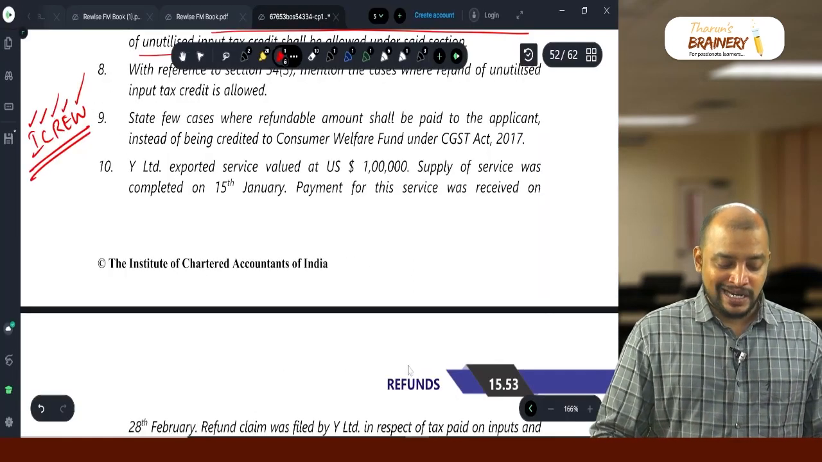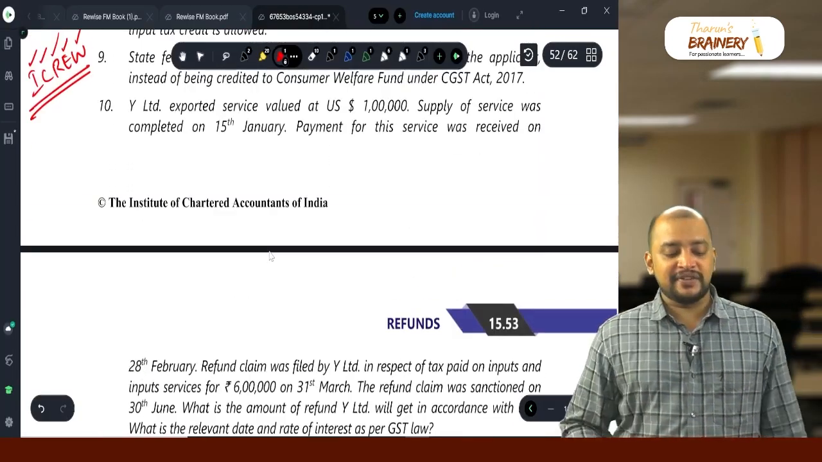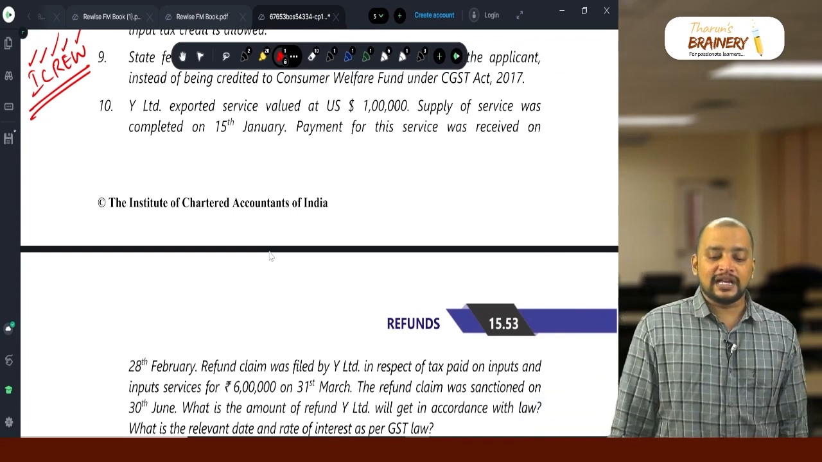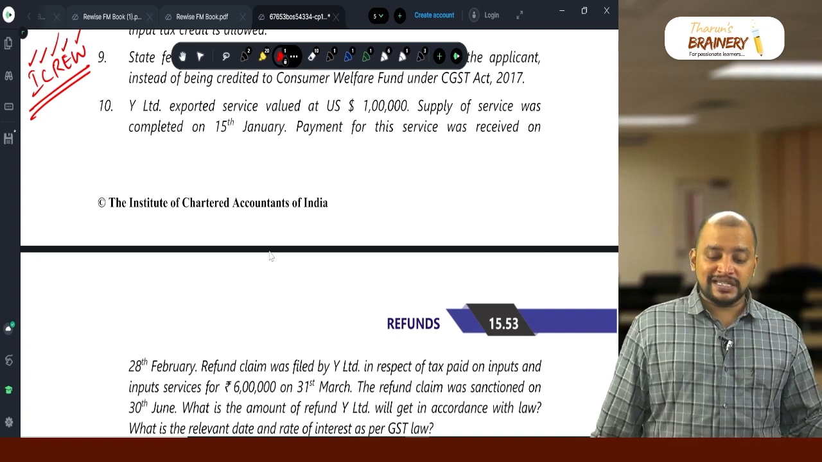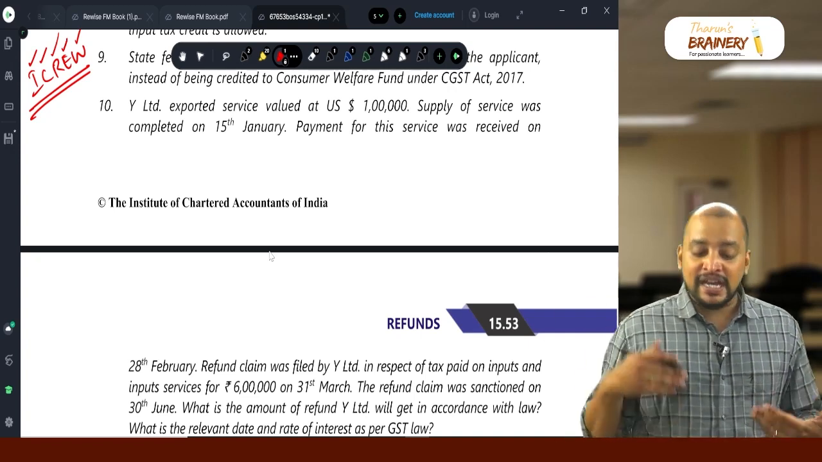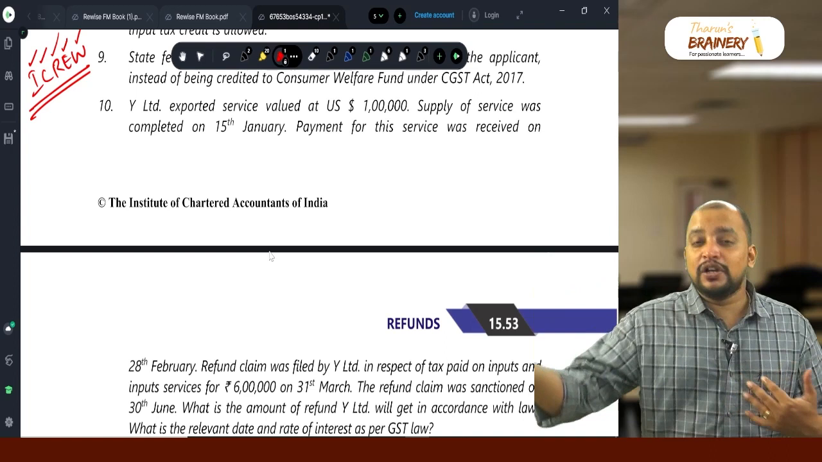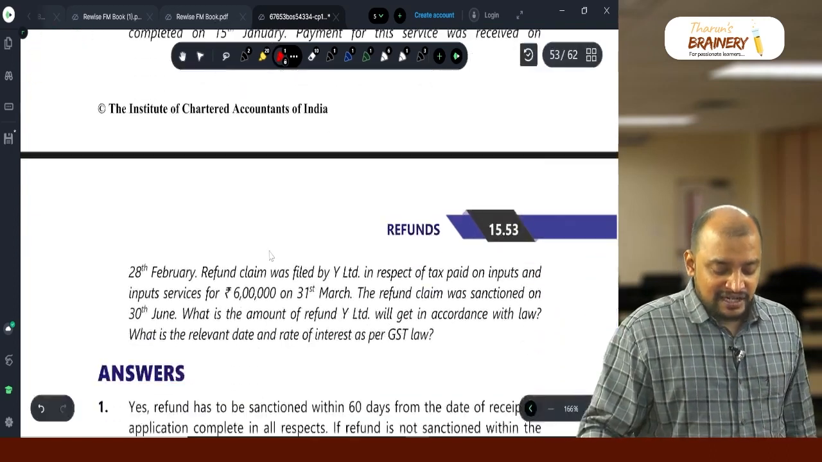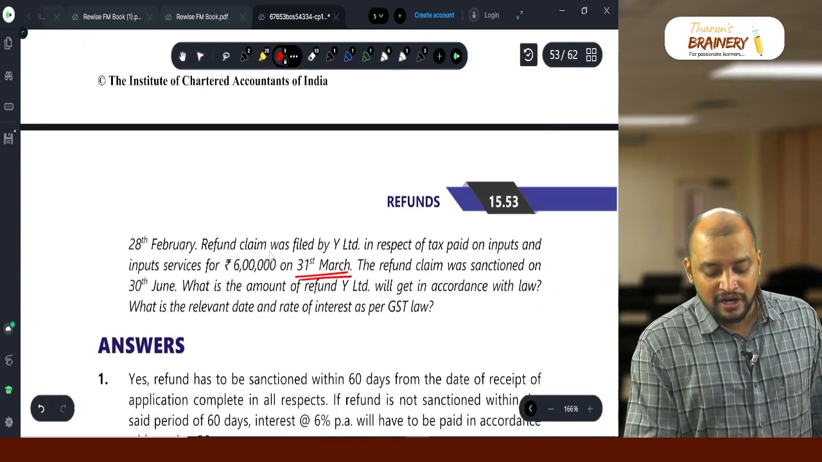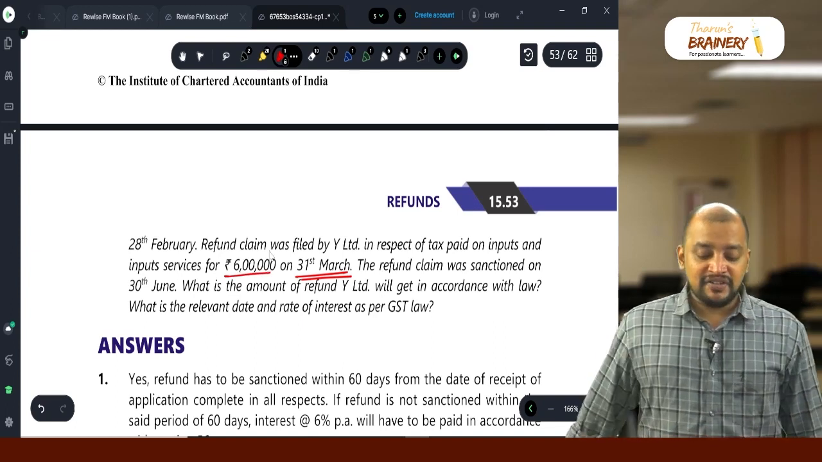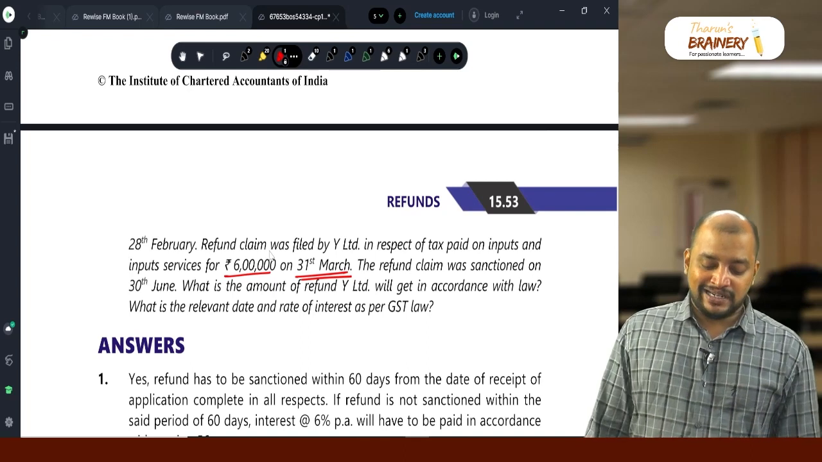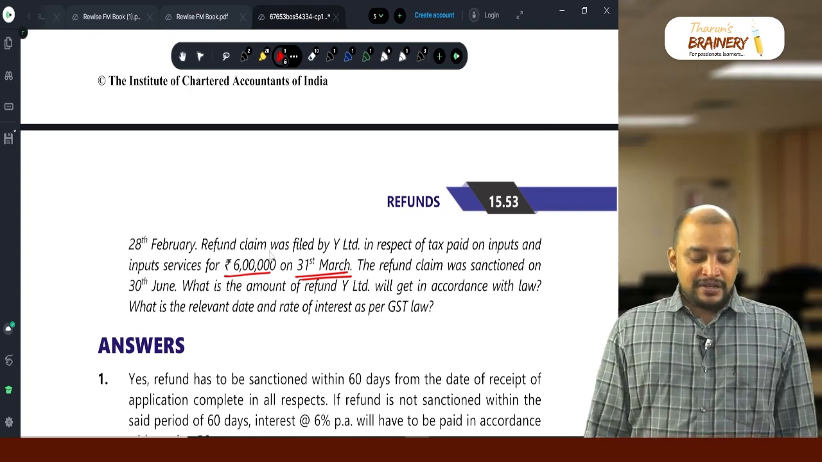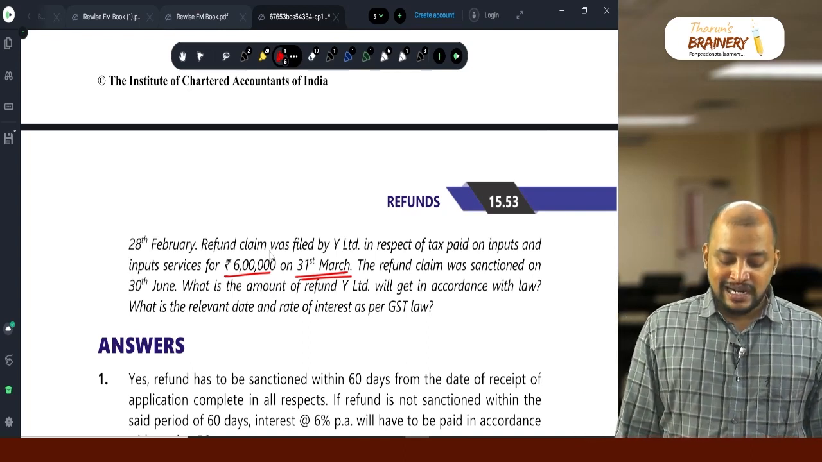Then question number 10: Y Limited exported service valued at US dollar 1 lakh. Supply of service was completed on 15 January. Payment for this service was received on 28 February. After receiving the payment only they will go for refund, and they made a refund claim on 31st March for refund of 6 lakhs. The refund claim was sanctioned on 30th June. What is the amount of refund Y Limited will get in accordance with the law? So what is the relevant date and rate of interest?